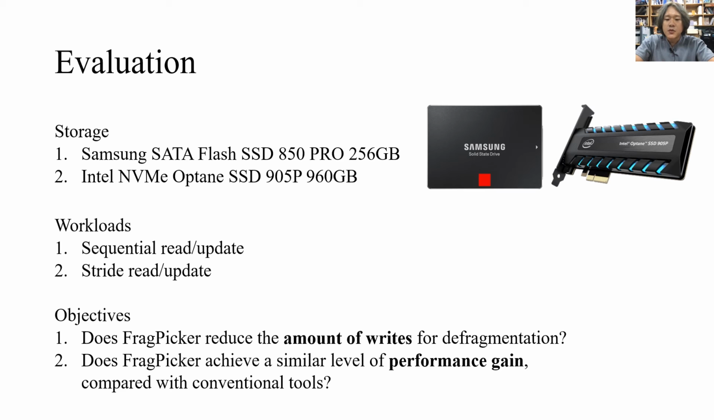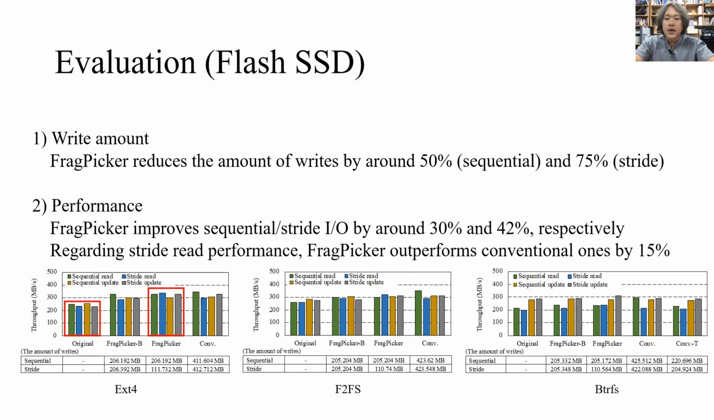In these experiments, we want to know if FragPicker can really reduce the amount of writes for defragmentation, and if it can achieve a similar level of performance gain compared with conventional tools. We utilize 3 different kinds of major file systems and their defragmentation tools: ext4, f2fs, and btrfs. Since f2fs does not have user-friendly tools, we built a new one by mimicking other tools. Here, FragPicker-B bypasses the analysis phase and automatically creates the analysis results under an assumption that the applications issue sequential I/Os. The experimental results show FragPicker actually does reduce the amount of writes for defragmentation.